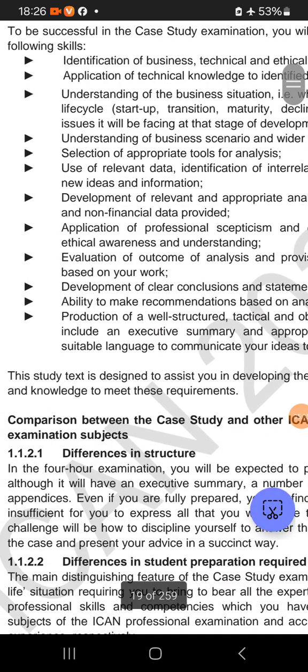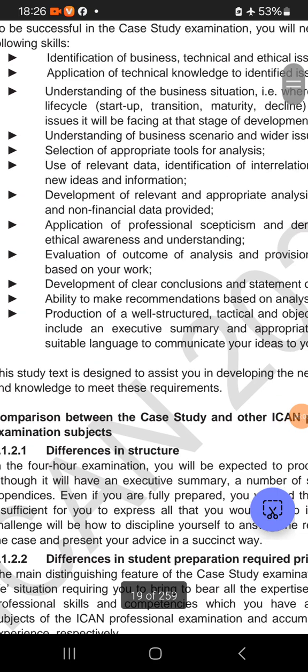Of course, case scenarios will be given to you. You understand it, and it is these case scenarios that you will have to bring to bear your knowledge and apply it. I must let us know at this point that application of knowledge is very, very critical. It is what ICAN is expecting you to do for you to pass this case study exam.